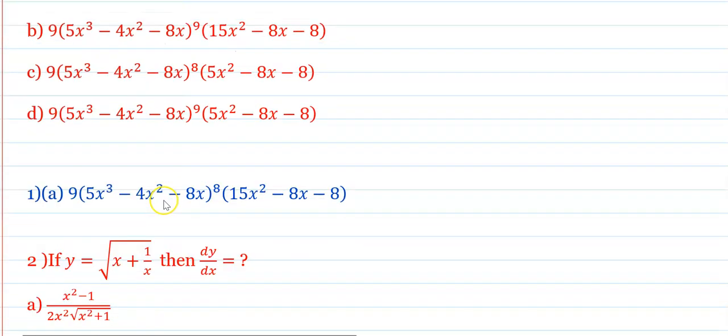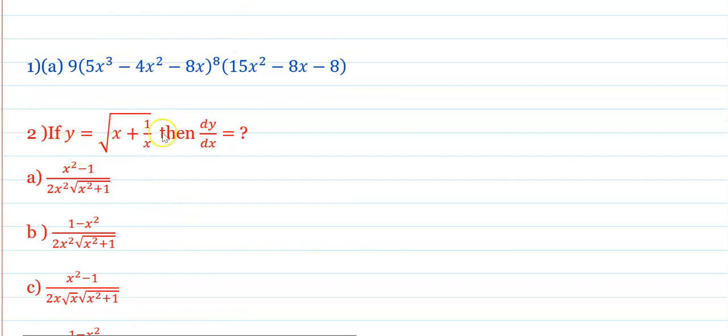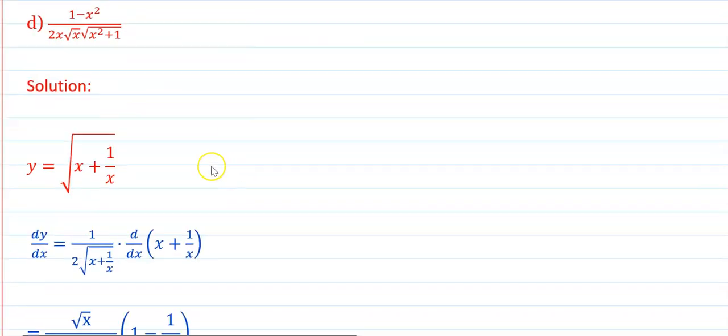Easy आहे का? Next, if y is equals to in root of x plus 1 upon x, then dy by dx is equals to, okay. Now to find out the dy by dx, here see this, y is equals to in root of x plus 1 upon x. मग याचा डेरिव्हेटिव्ह किती? The derivative of root of x कसा असतो? 1 upon 2 times root x.